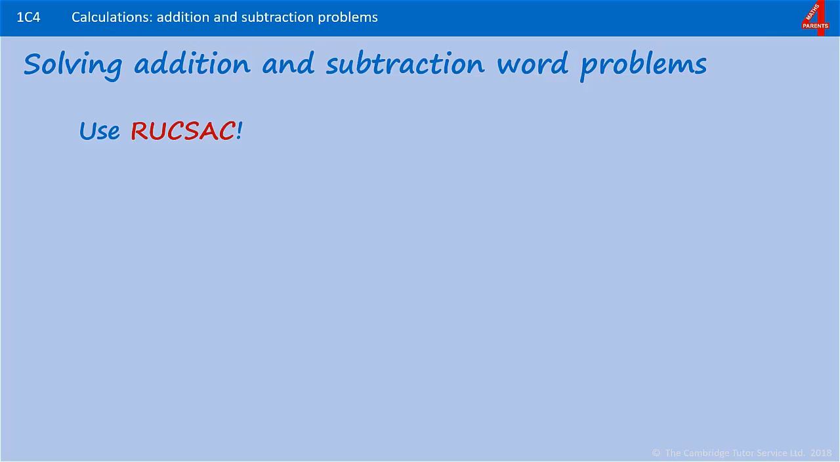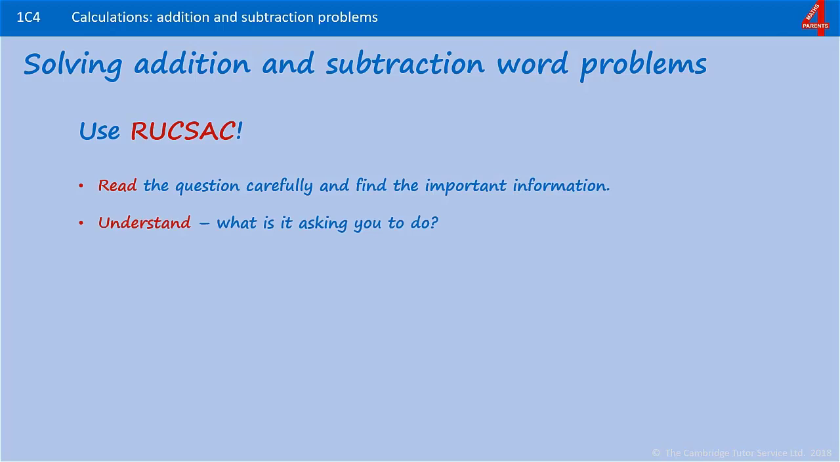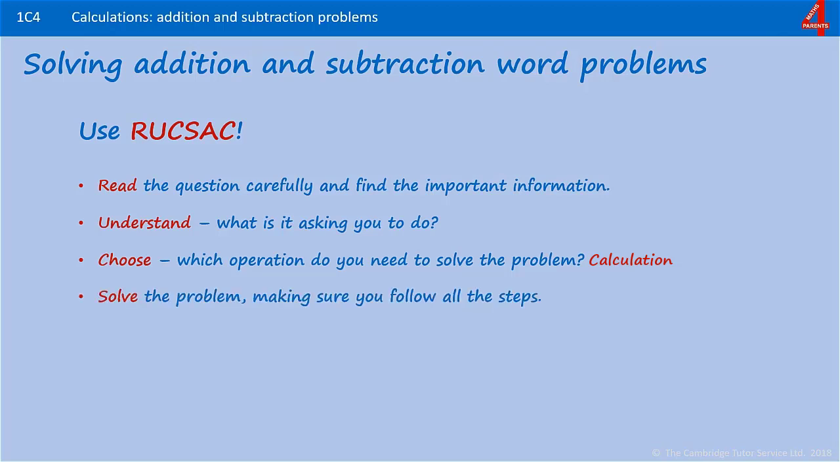Many schools use the acronym RUCSAC. I realise that's not spelt how you would really spell rucksack, but this is a useful acronym to help children remember the processes they have to go through to make sure they're answering a word problem correctly in maths. Starting with the R, we read the question and we read it carefully, making sure we underline any important information. Understand what the question's asking you to do. Choose which operation you need to solve the problem, and also making sure you're using the correct numbers.